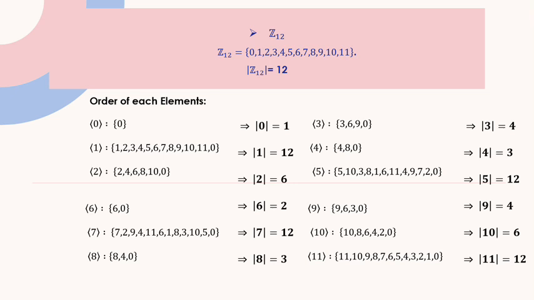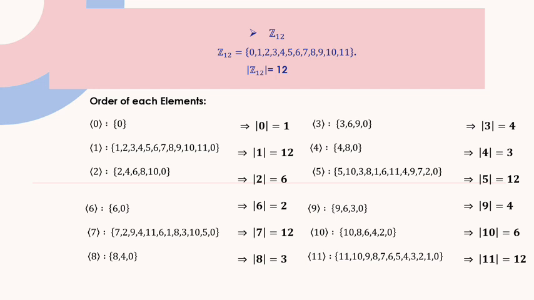Now let's proceed to the next page. Now we will find the order of each element. The elements generated by 1 are 1, 2, 3, 4, 5, 6, 7, 8, 9, 10, 11, and 0. Therefore, the order of 1 is equal to 12. For the number 2, the elements under 2 are 2, 4, 6, 8, 10, and 0. Therefore, the order of 2 is equal to 6.